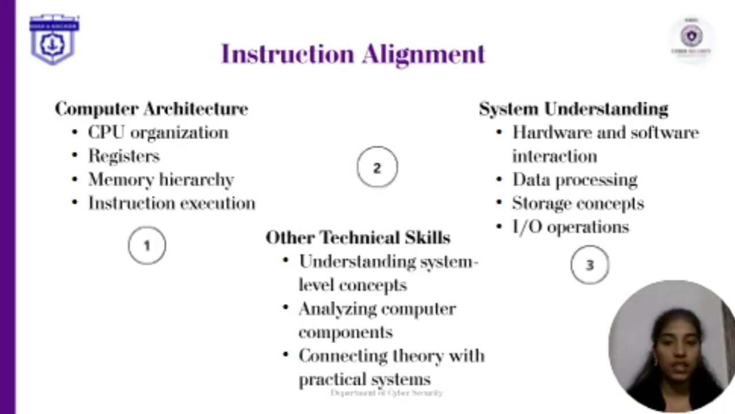Next, the main technical skills I developed were related to computer architecture and system organization. I improved my understanding of the CPU, registers, memory hierarchy, instruction execution, storage and input-output operations. More importantly, I learned how these components work together to execute programs. This gave me a stronger foundation for studying operating systems, networking and cybersecurity.